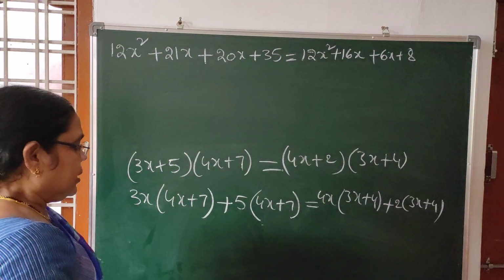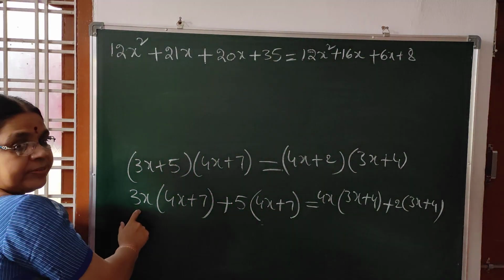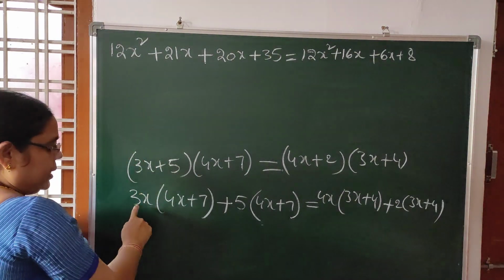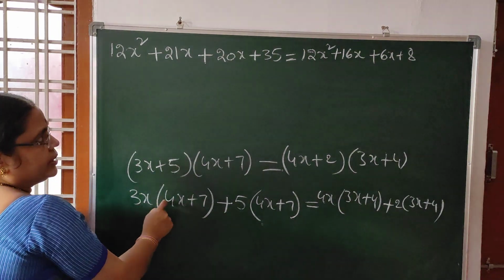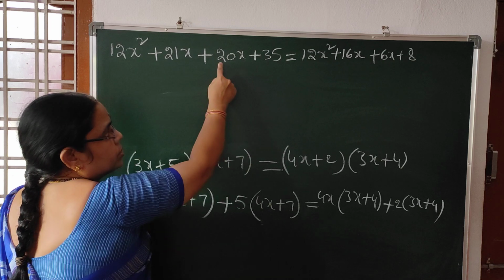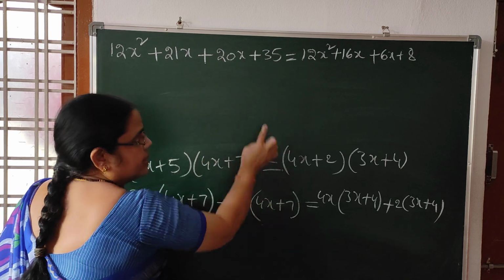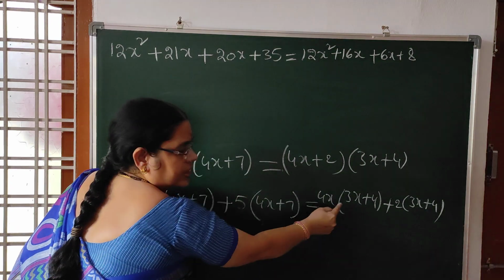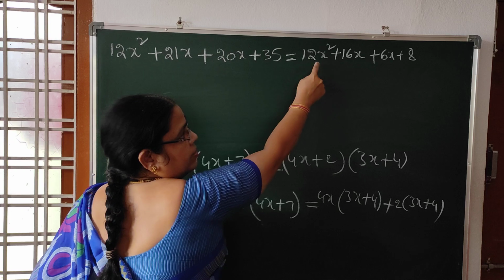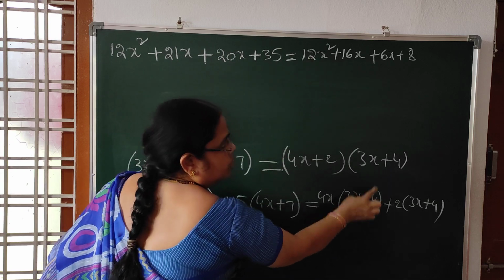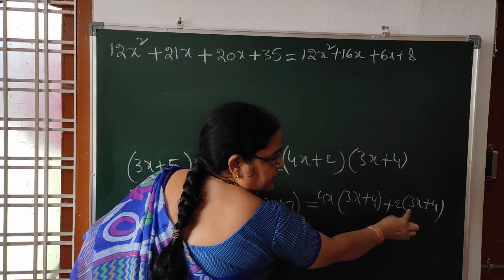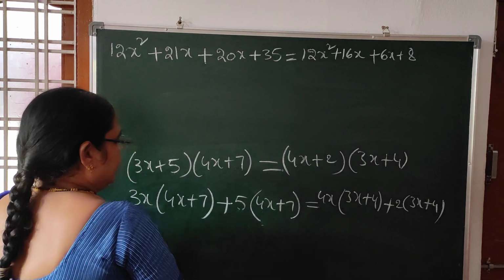These two terms I have multiplied by 3x. 3x into 4, 3 4s are 12, x into x becomes x square. 3x into 7, 7 3s are 21, into x is 21x. Next 5 into 4x, 5 4s are 20, so plus 20x. Plus 5 7s are 35, is equal to 4x into 3x. 4 3s are 12, x into x is x square, so 12x square, plus 4x into 4 is 16x, plus 2 into 3x, 2 3s are 6x, plus 2 4s are 8.